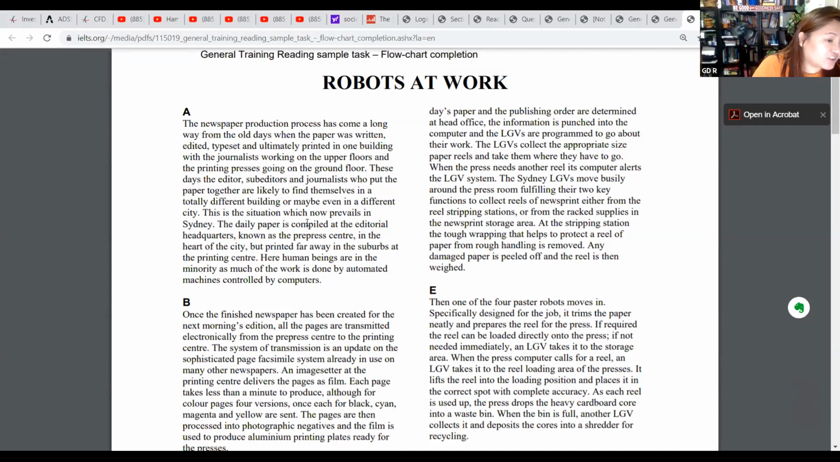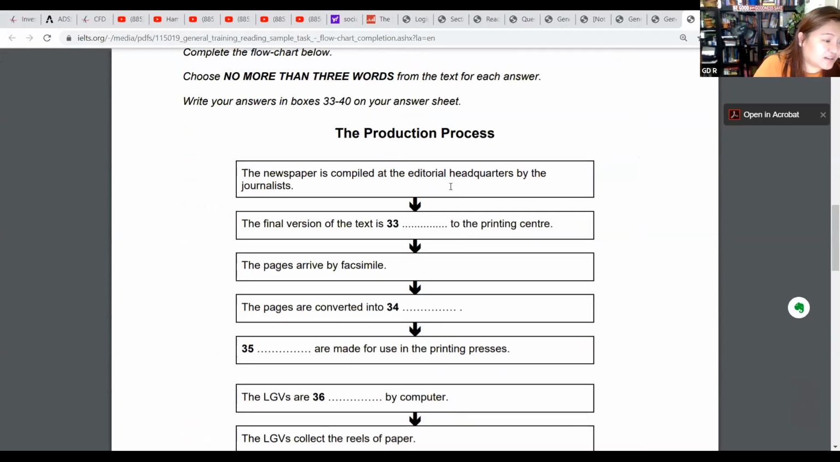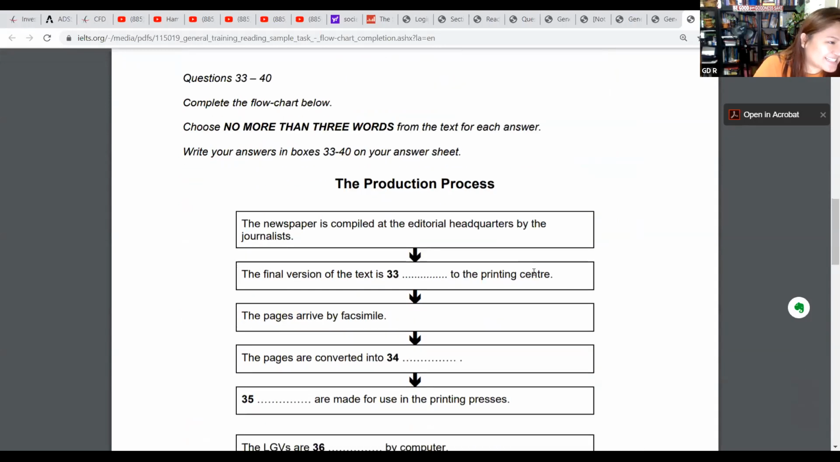lalo na pag mga ganitong article na mahaba, tapos may matching headings, madali na sa inyo later na sagutan itong mga to, the production process. So, no more than 3 words. Since kanina, siguro marami na kayong nabasa sa matching headings, mas madali nyo malalaman kung saan yung hahanapin yung sagot nito.